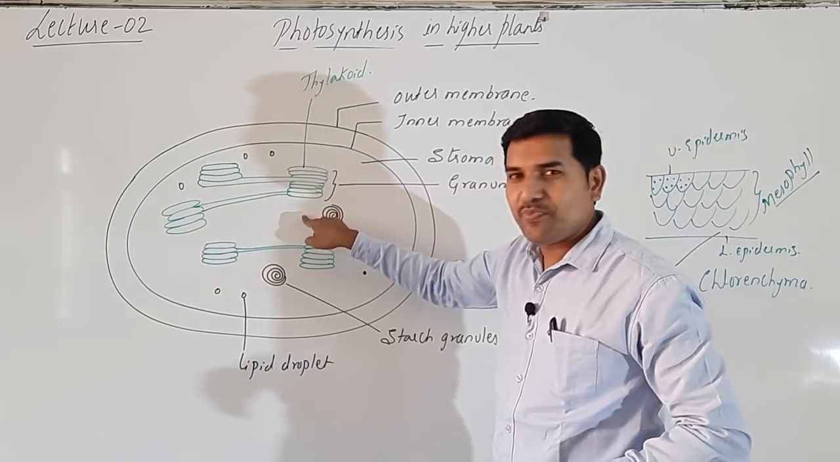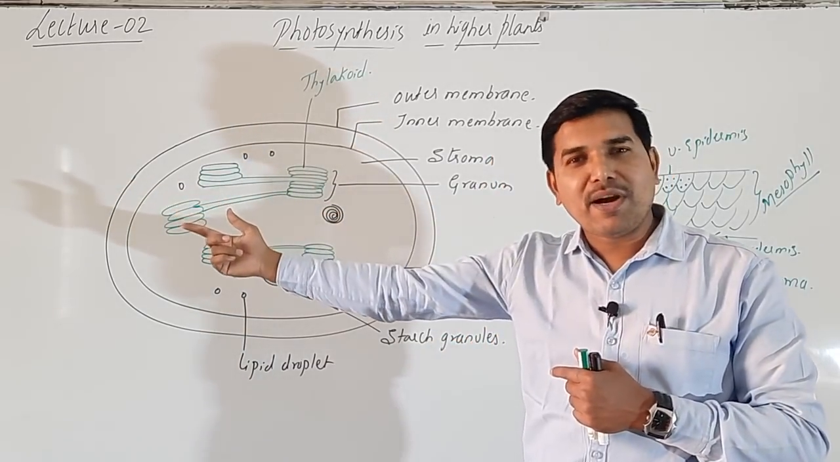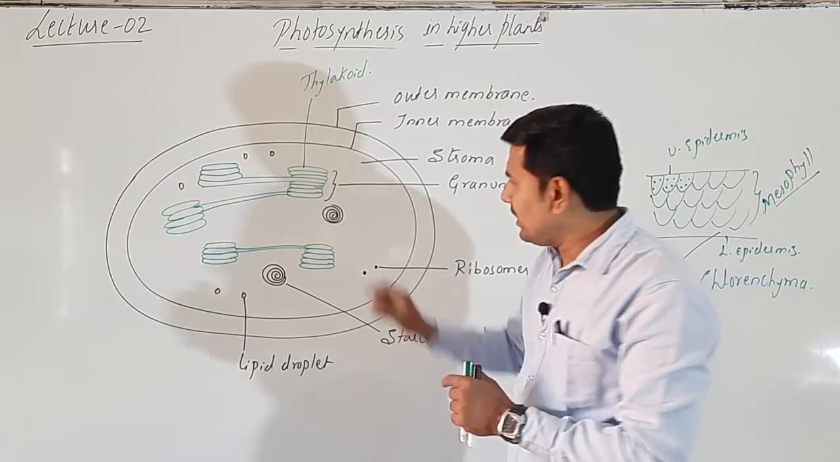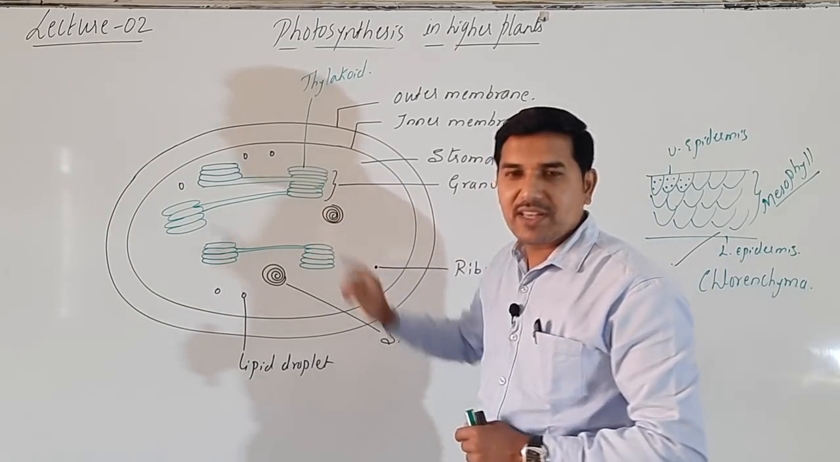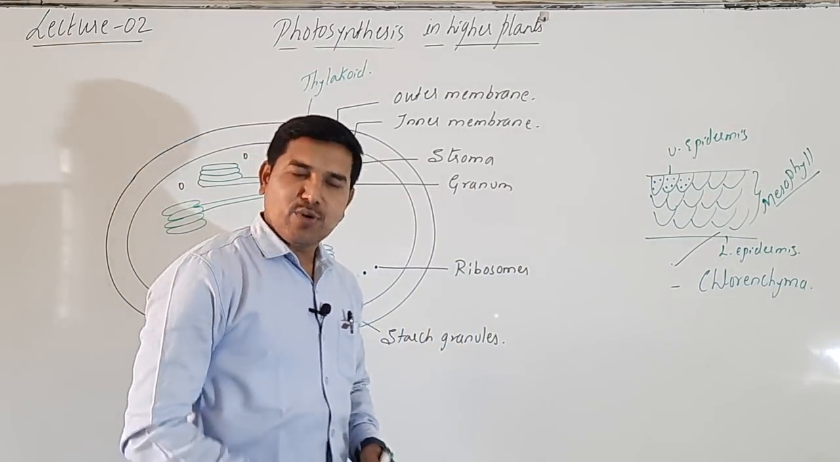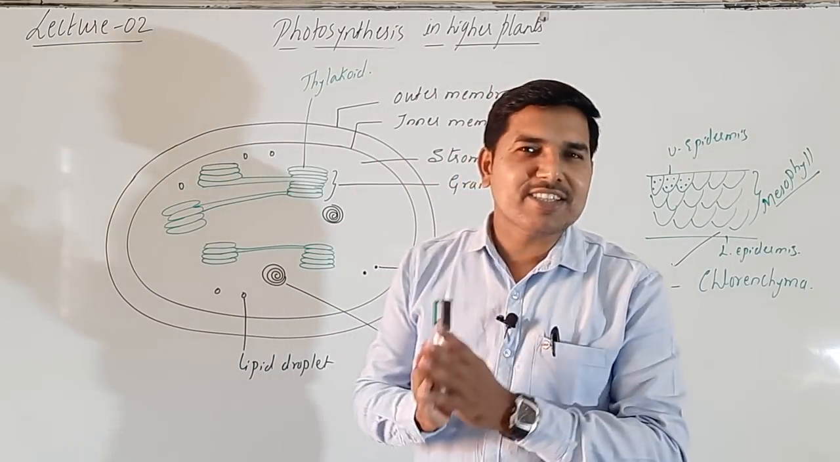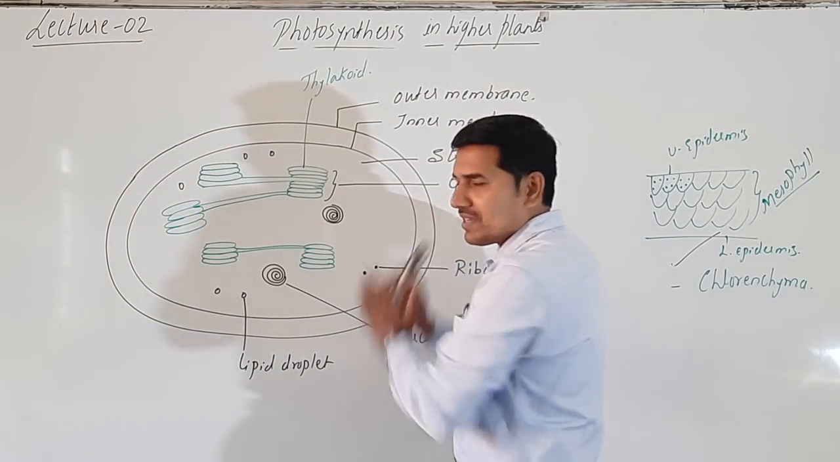These are the two regions. The next chapter, the major part that we are going to discuss, is in the thylakoid as well as in the stroma. So until we complete the chapter, you just stay on the chloroplast.